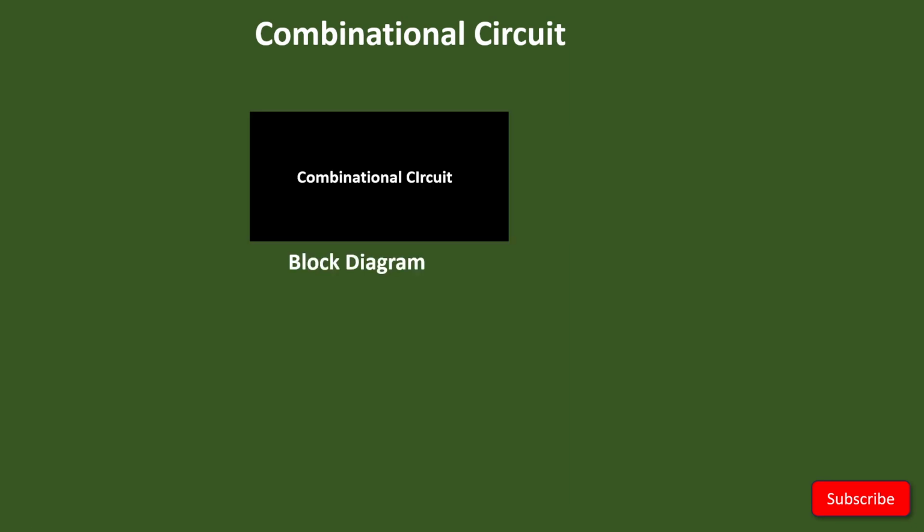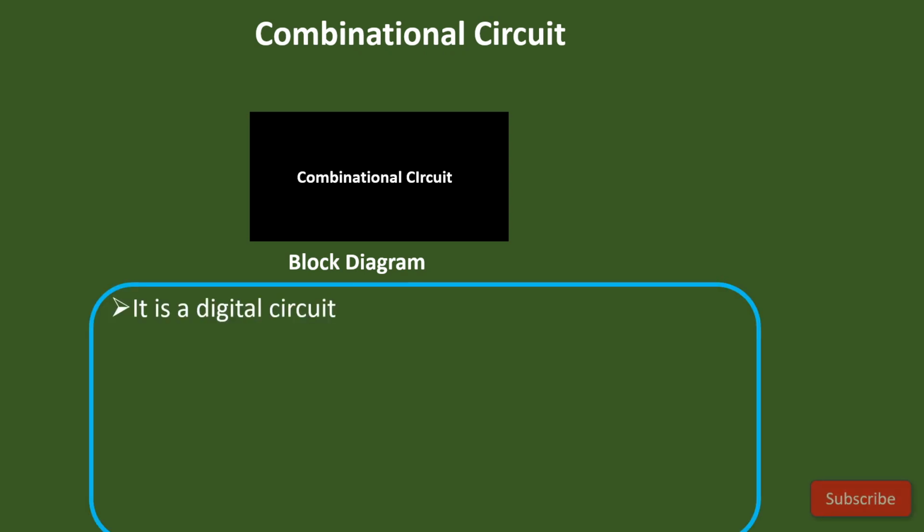First, let's see the block diagram of the combinational circuit. The block diagram consists of a black box. A black box is one which hides the inner parts or inner details from the viewers, which means the macro level working only is known when viewed from outside, but it gives the same perspective at the micro level when assumed to be opened and seen inside. Now let's move on to the definition.